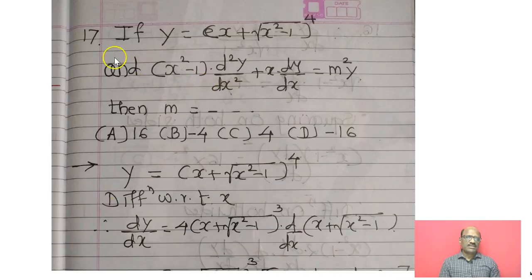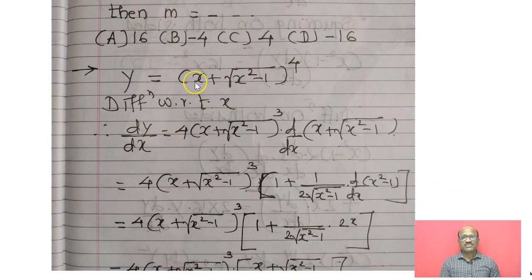Now question number 17. If y equals (x plus under root of x square minus 1) to the power 4, then what is the value of the following? That is (x square minus 1) into d2y by dx square plus x into dy by dx equals m square y. So y equals (x plus under root of x square minus 1) to the power 4. Now differentiate this with respect to x.